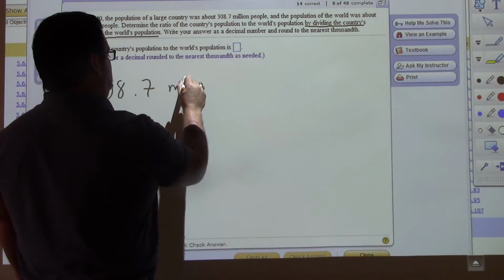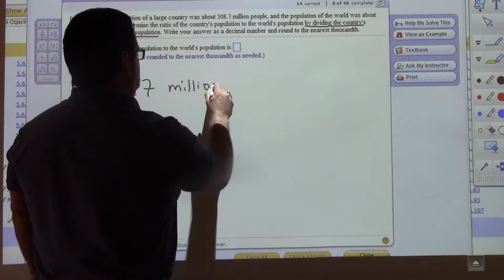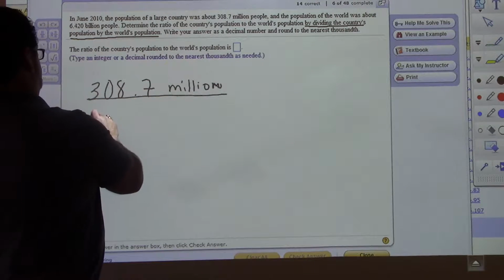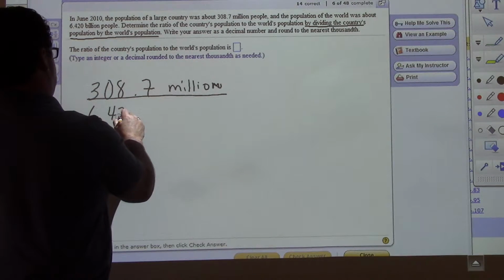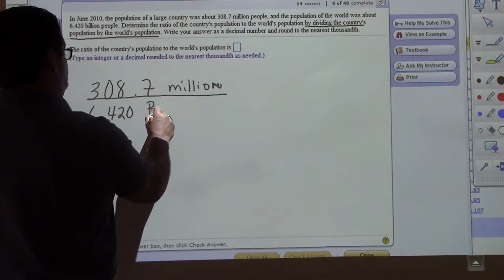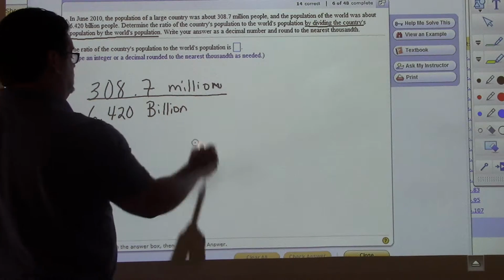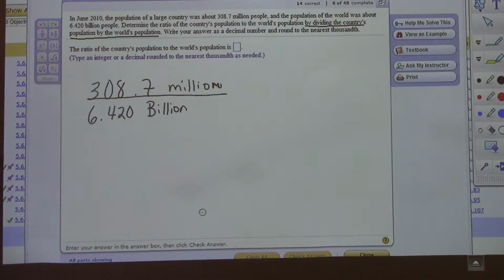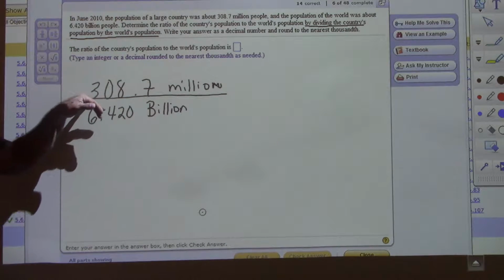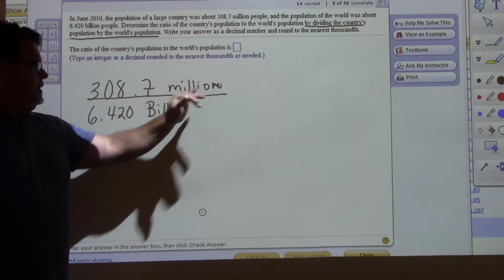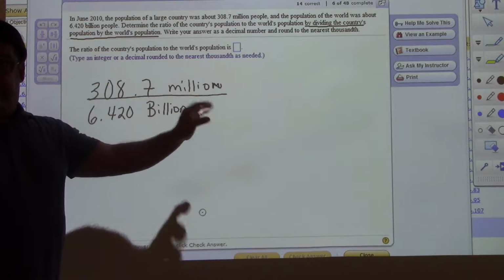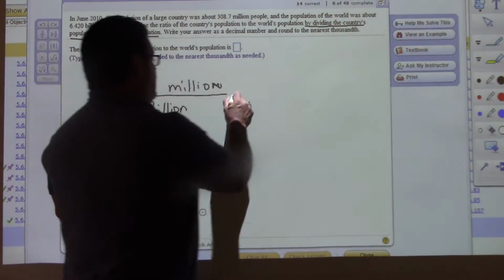308.7 million over 6.42 billion. Now first of all, you've got to understand how to rewrite these words right here. These two things. 308 what? Million 700 thousand. So I'm going to rewrite this.